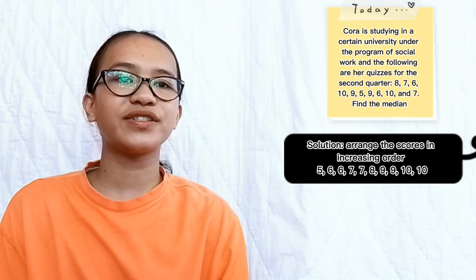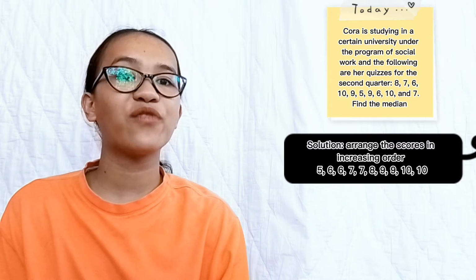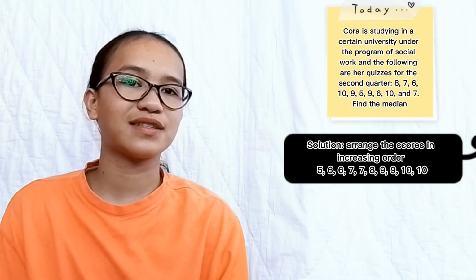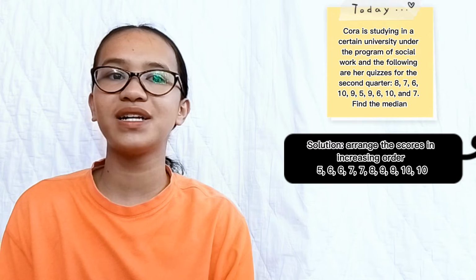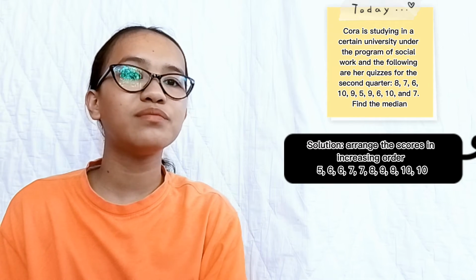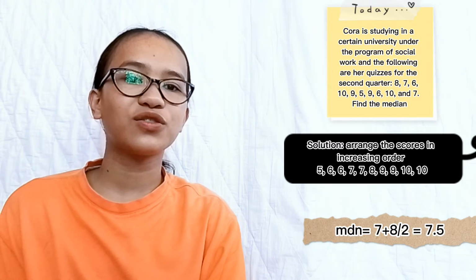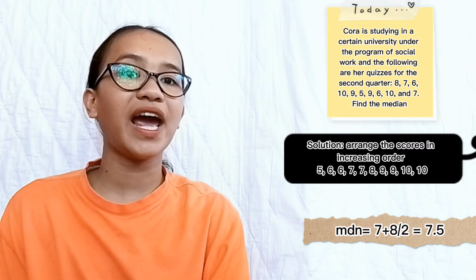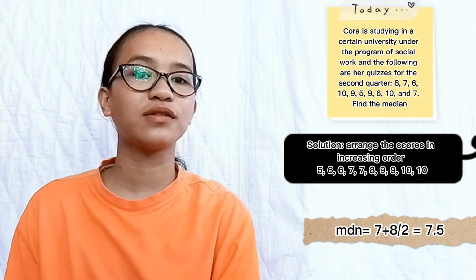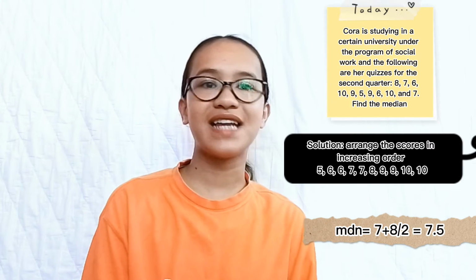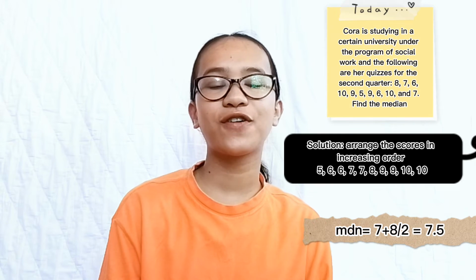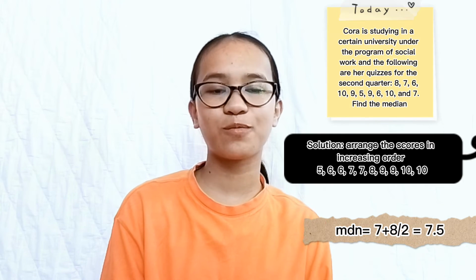Since the number of measures is even, then the median is the average of the two middle scores. And as we can see in accordance with the arrangement, 7 and 8 are the two middle scores. So all you need to do to find the median is to add 7 and 8, divided by 2, which results in 7.5. And that is our median for the even case for the given problem.